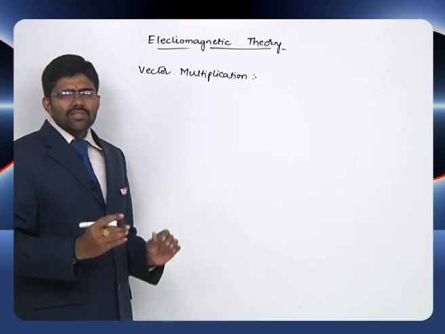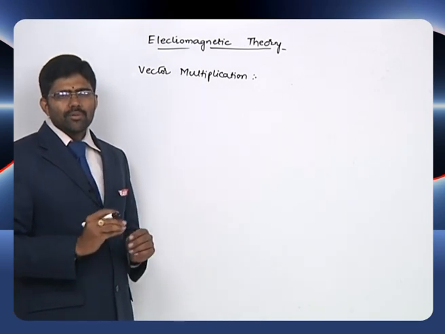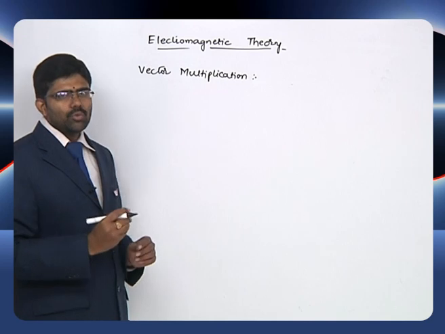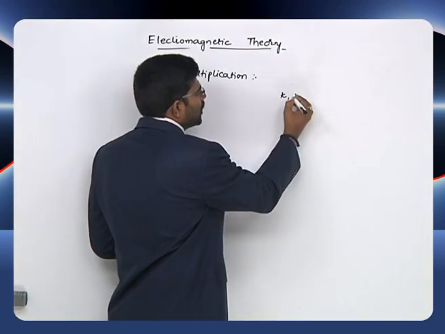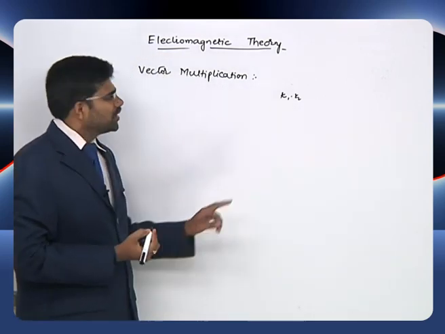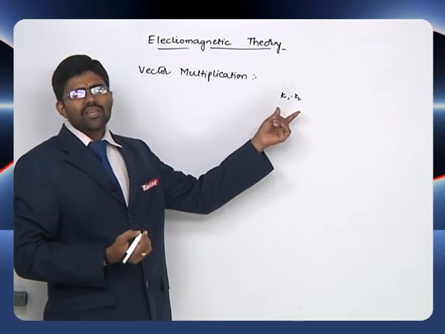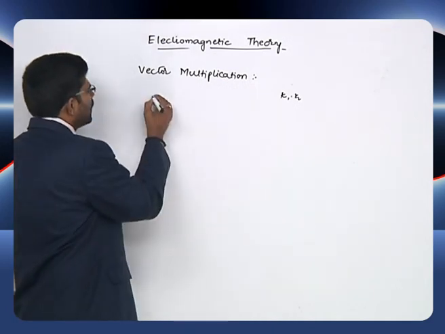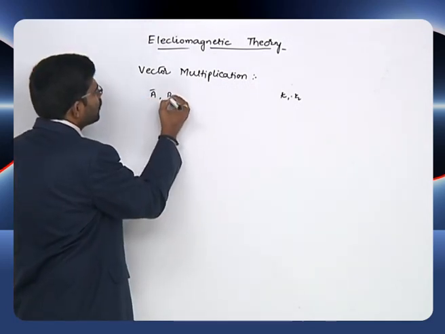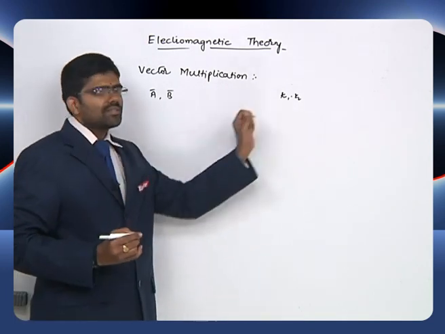The vector multiplication is a little bit different as compared with scalar multiplication. If we are considering two scalars, let us take k1 and k2 as two scalars, then a simple multiplication is possible between k1 and k2, as just k1 k2. But if you are considering two vectors a bar and b bar, the multiplication is not as easy as our scalar multiplication.